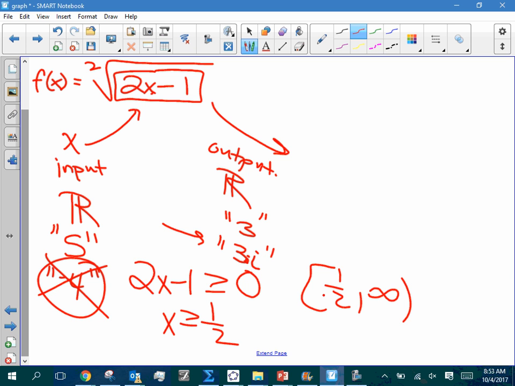Yes, yes. But if it's in the denominator, it can't be equal to, it has to be greater. Okay.